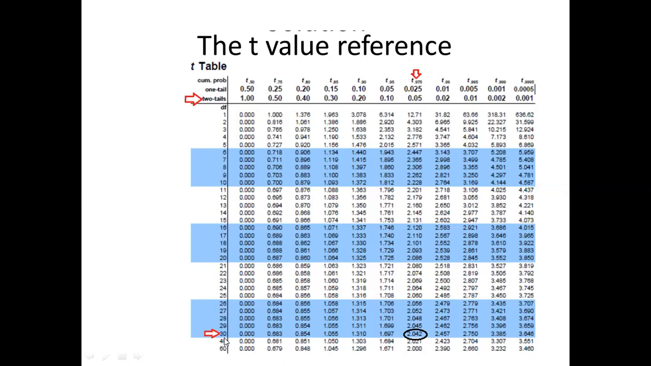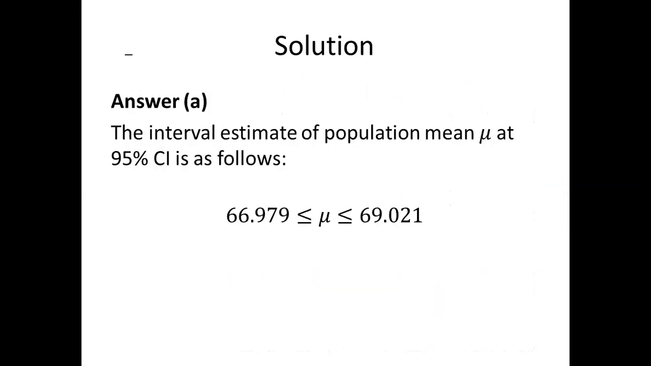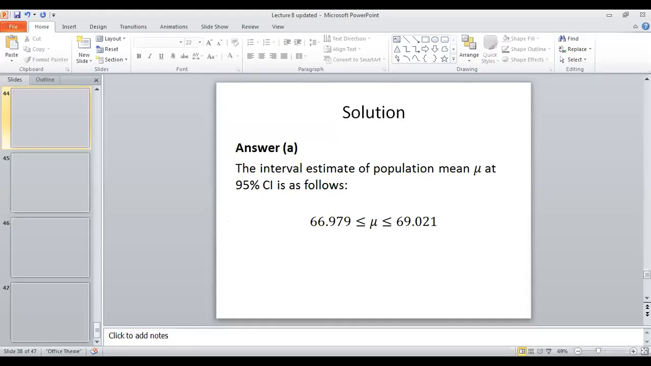So the work is done now. We pick the row which is 30, we pick the column which is 0.05, and the intersection gives a value of 2.042. That's how we obtain the 2.042 t value, and that's why we put 2.042 over here. The calculation for mu went by 2.042 multiplied by 3 by root 36, which was then added to and subtracted from 68. That's how we concluded the estimation of part B using the t table, or the t distribution. I hope that it is understandable to everybody.